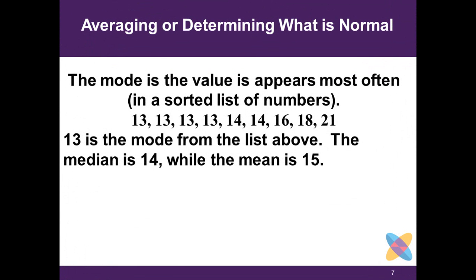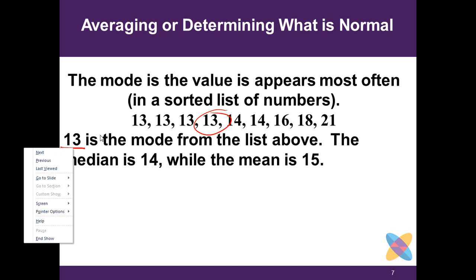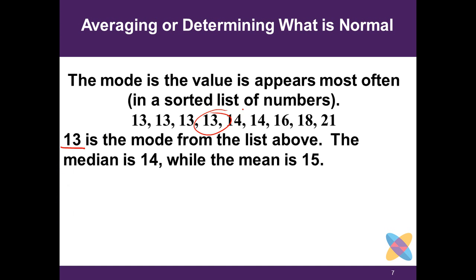Now, the mode is a value that appears most often in a list of sorted numbers. So if we take this particular list and we put it in order from smallest to largest value, we will notice that there are more 13s than any other number. So 13 is the mode, whereas 14 is our middle value, so that's the median. And when you add it all up and divide it by the number of values you're working with, the mean is 15.